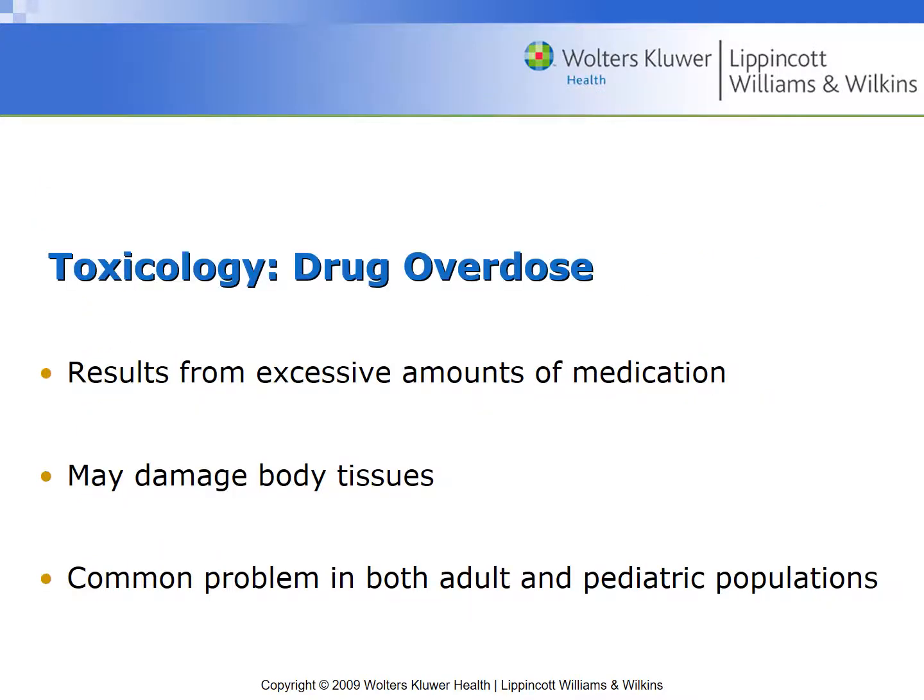So, toxicity, drug overdose. That's when we've got too much drug in the body, and it can come from an excessive amount of medication. It can come from damaged body tissue. It can be in both adults and pediatric populations. It can happen to anyone. I've actually had hypersensitivity happen to me, so it knows no age limit. Toxicity and adverse drug reactions can happen to anyone.